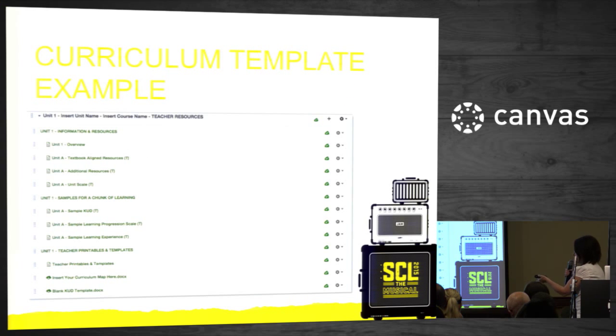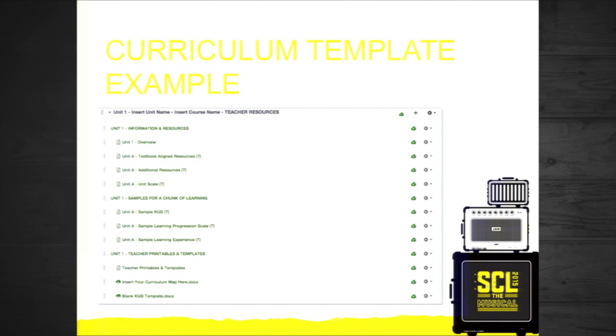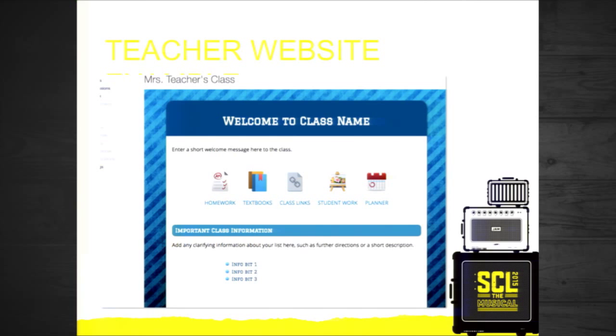So here's an example of a modules page from a curriculum template that we made, where essentially we talked to our curriculum department and found out exactly what elements each unit should have and built out those pages and then shared it to our Pasco Commons. Here's a teacher website. This would be for the teachers that are breaking into Canvas.